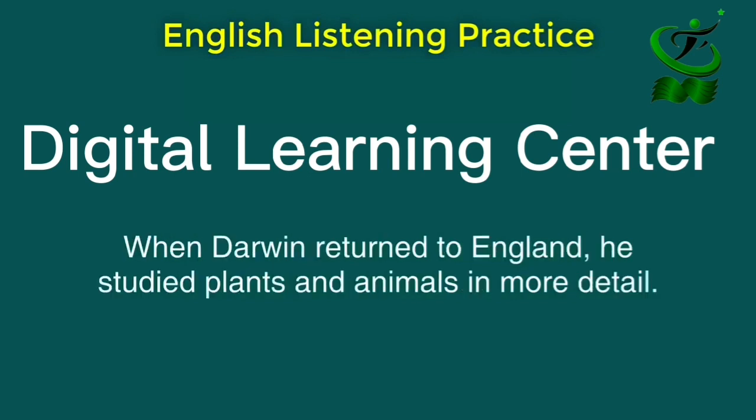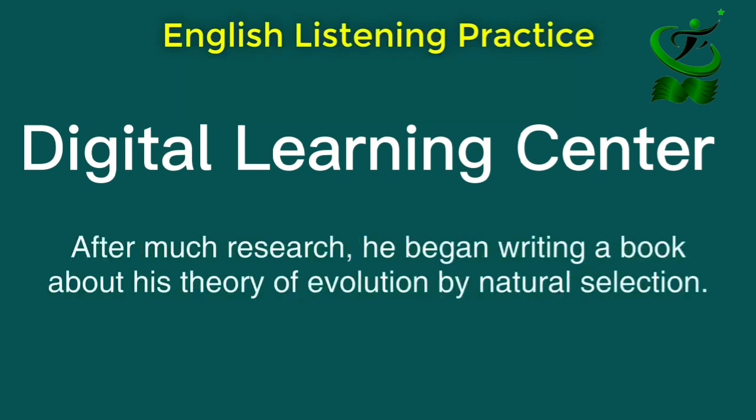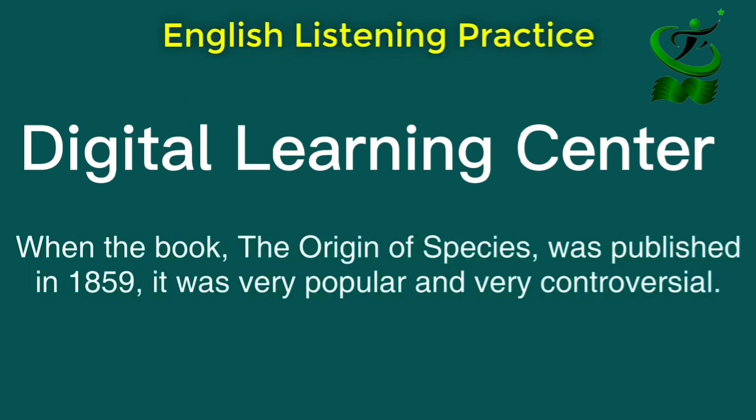When Darwin returned to England, he studied plants and animals in more detail. After much research, he began writing a book about his theory of evolution by natural selection. When the book The Origin of Species was published in 1859, it was very popular and very controversial.